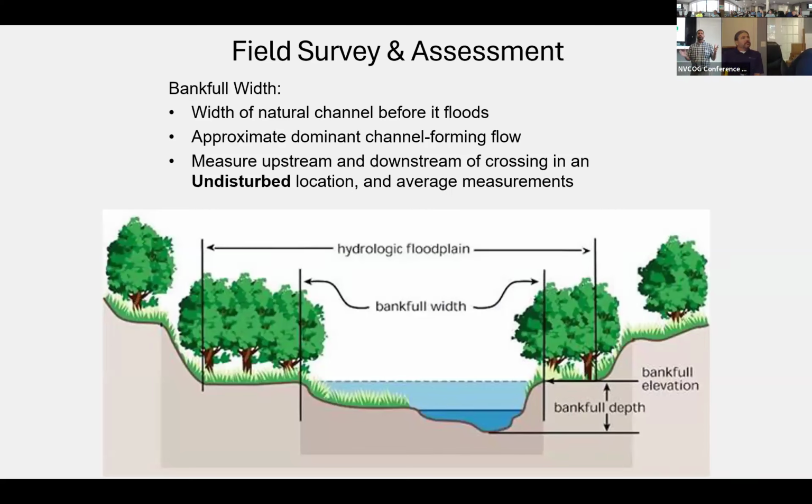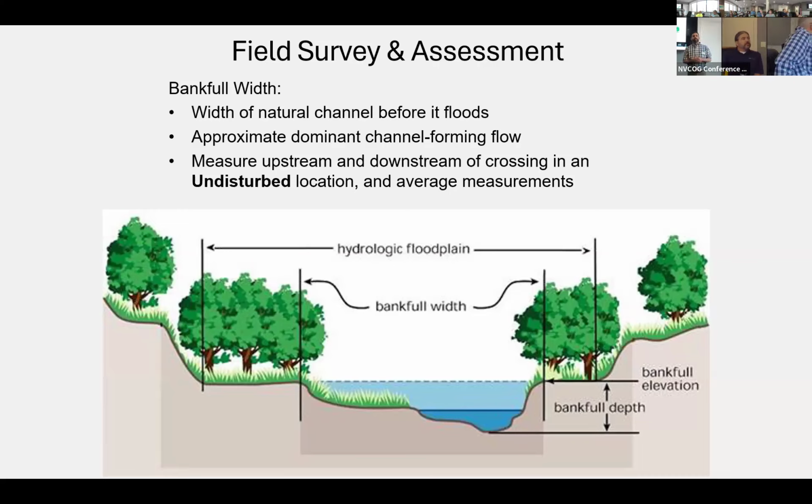So the bankfull width is the width of the natural channel right before it floods. In a natural and undisturbed channel, that's what that means. It's the point of incipience, just before you top out of your banks. However, that can get tricky in any channel that's been armored or channelized, or otherwise manipulated by people.